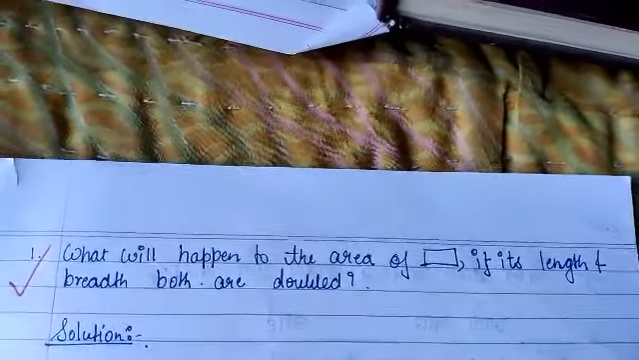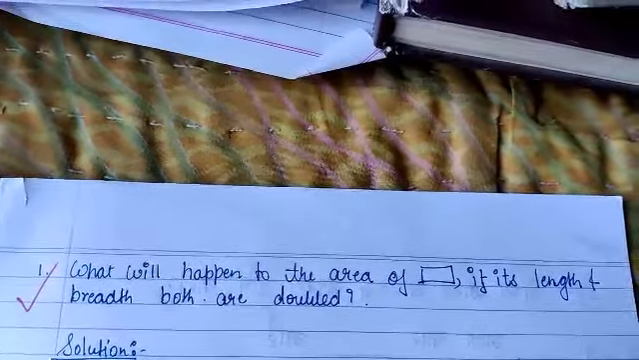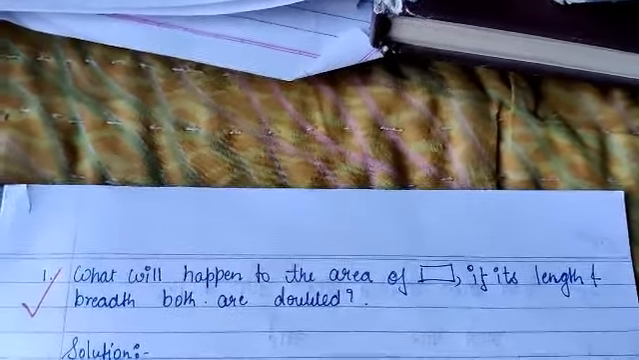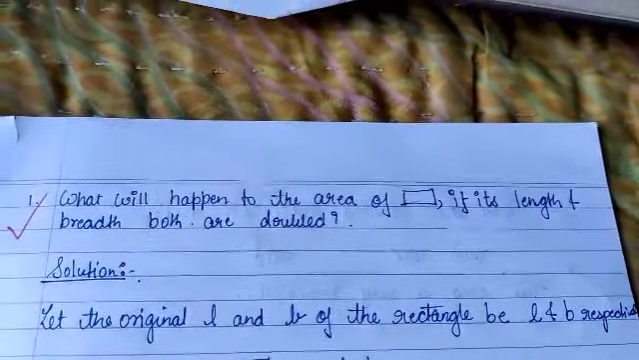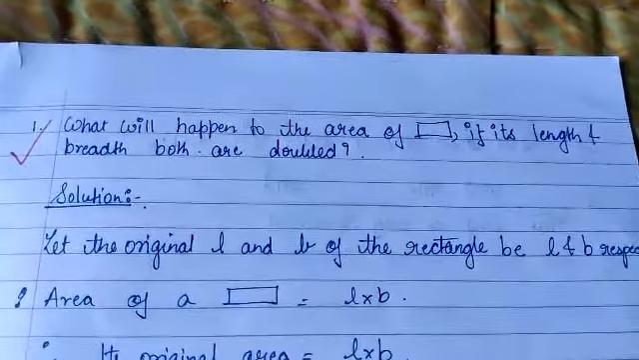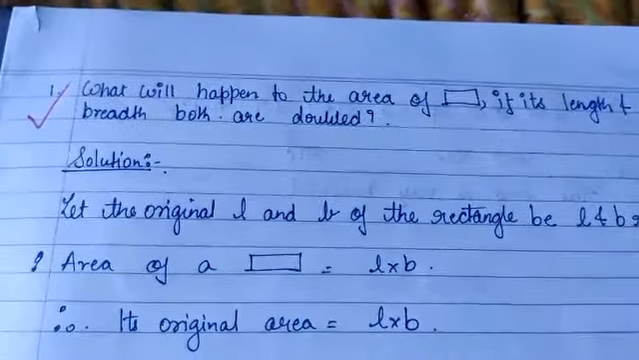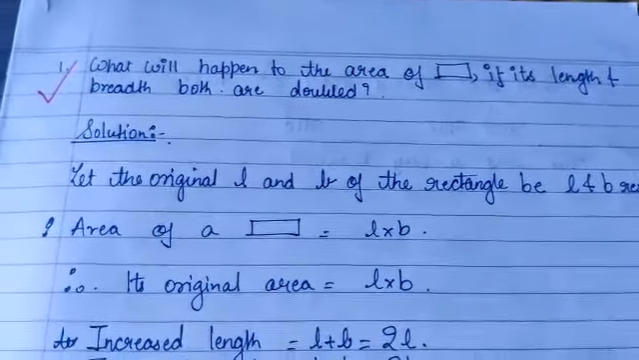What will happen to the area of a rectangle if its length and breadth both are doubled? So let the original length and breadth of the rectangle be L and B respectively. Area of a rectangle is length into breadth, so the original area will be LB.